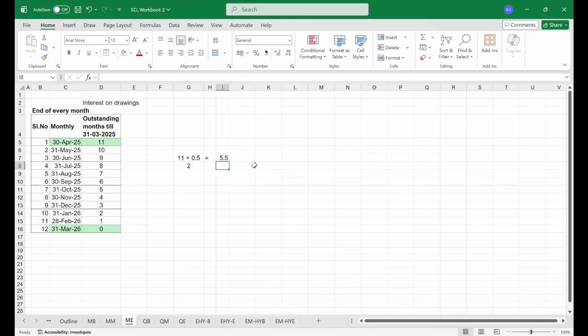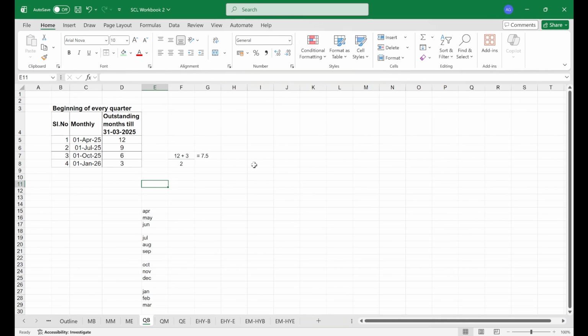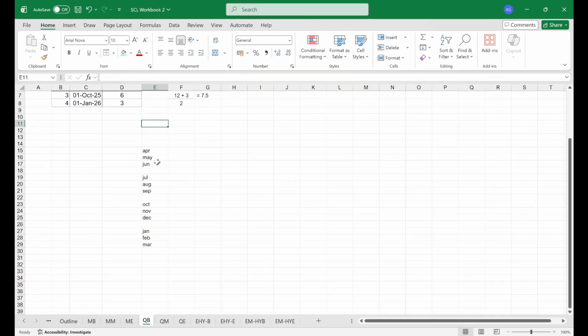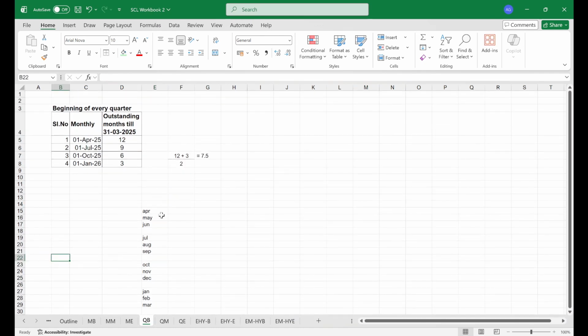So we have covered three monthly scenarios. Now let us move on to the quarterly scenarios. See, there are 4 quarters in a year. Every quarter has 3 months. So April, May, June, this is first quarter, second quarter, third quarter and fourth quarter. So when we talk about beginning of every quarter, the drawings would have taken place on 1st of April, 1st of July, 1st of October and 1st of January. So that's the date I have put here.